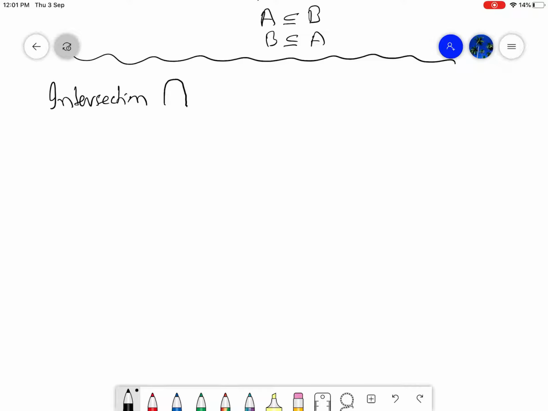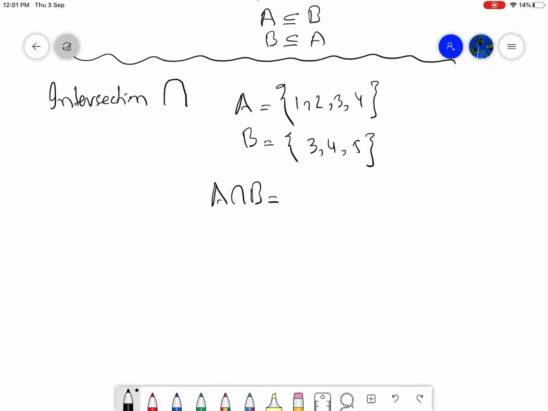Intersection of two sets is represented by this sign. Consider two sets. One is A: 1, 2, 3, 4. Another set is B. It has elements 3, 4 and 5. So intersection means A intersection B. It means the set of common elements in sets A and B. So you can see that 3 is common in both and 4 is common in both. So our answer is 3 and 4.